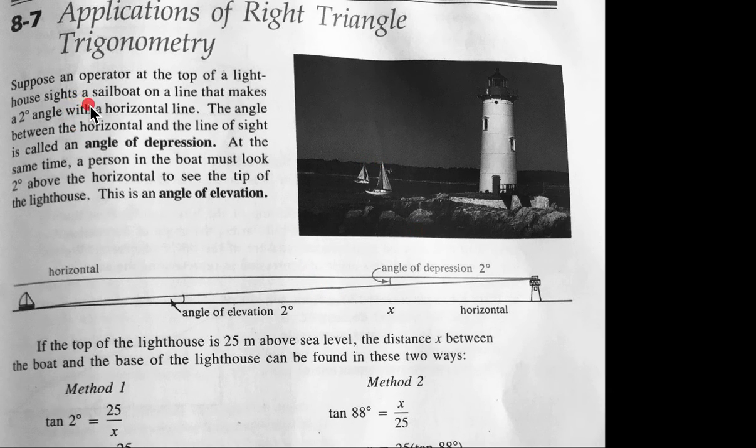Suppose an operator at the top of a lighthouse sights a sailboat on a line that makes a 2-degree angle with a horizontal line. The angle between the horizontal line and the line of sight is called the angle of depression. At the same time, a person in the boat must look 2 degrees above the horizontal line to see the tip of the lighthouse, and this is called the angle of elevation. So you might not have understood anything that I just said, so I'm going to draw the picture on the side and explain how to do this problem.